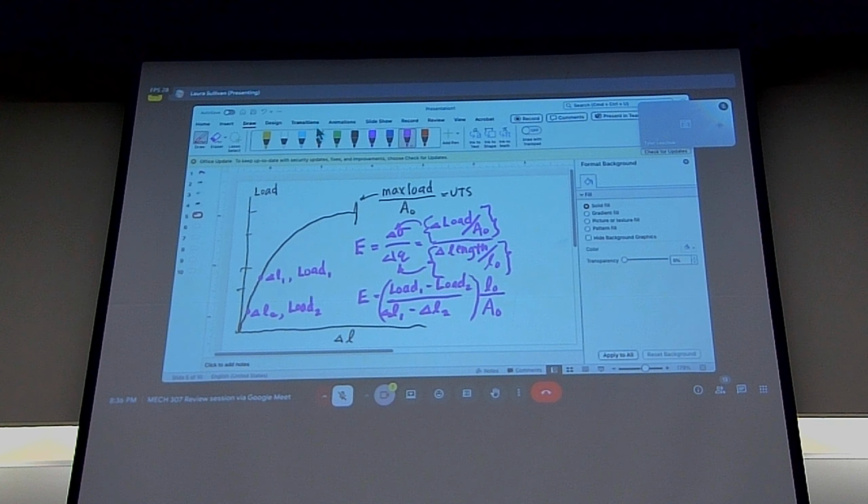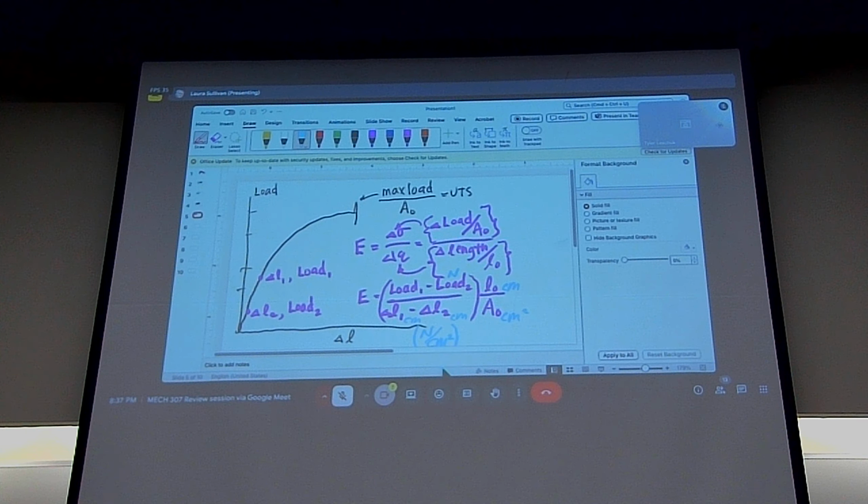So this change in load will be in terms of newtons. The original length would be in terms of millimeters or centimeters. Let's say it's in centimeters. Original area would be in centimeters squared, and the change in length would be in centimeters. So my units end up being, again, newtons per square centimeter. And units for E, for modulus, should be in gigapascals.